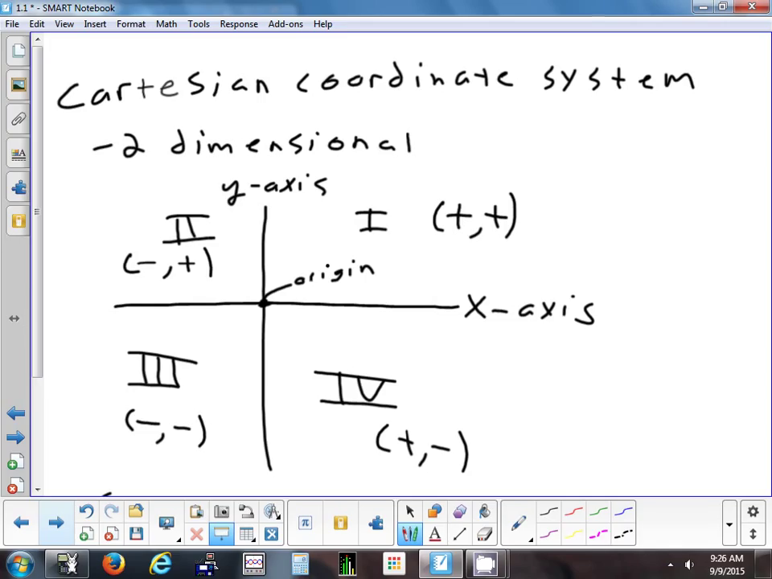Okay, and when you're in quadrant 1, all your coordinates are positive, positive. Right? Because as you go to the right on the x-axis, that's positive, and as you go up on the y-axis, that's positive. In quadrant 2, all your coordinates will have this form. The first number is negative, second number is positive. And that's because on the x-axis, as you go left, it's negative. As you go up, it's positive. Okay, and then quadrant 3 is where we have negative, negative. Quadrant 4, positive, negative.